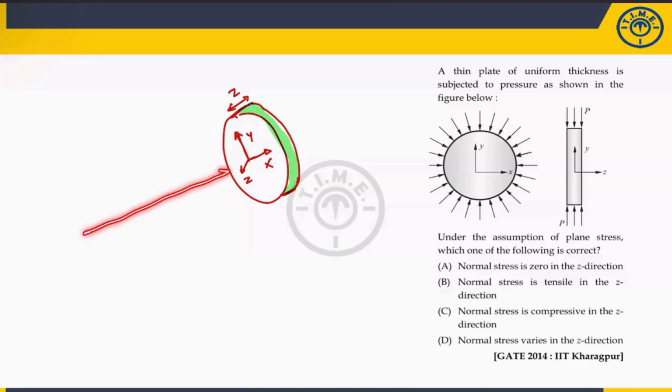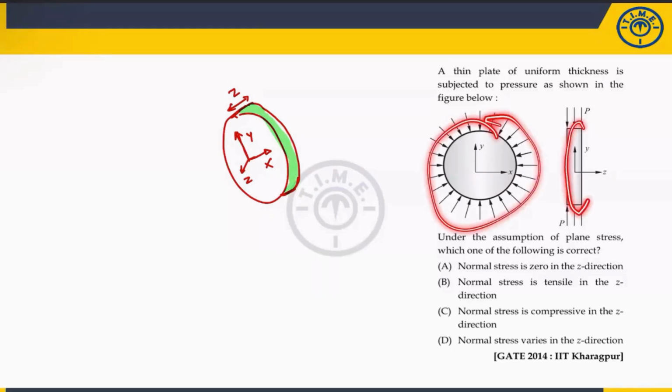Now, if you see from here, what you will get? A circle only, which is X direction and Y direction. What about the Z direction? Z direction means thickness. So they have given you the front view as well as the top view. Okay. So the Z direction is the thickness direction.